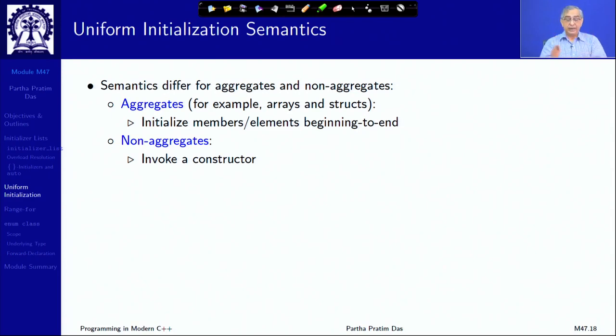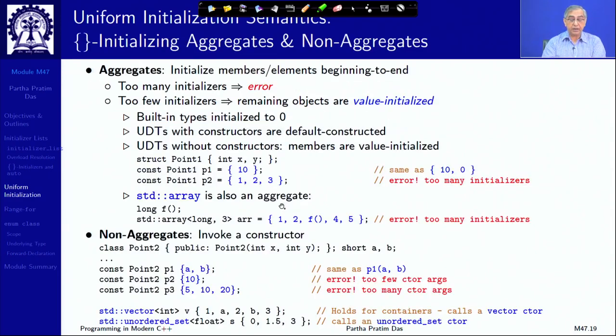Now, that was about the syntax. In terms of semantics, what do we have? We have some difference between aggregate types and non-aggregate types. If it is an aggregate type, like an array or that kind of a container, then you have to provide the initialization, and those will be initialized member by member. If you have too many initializers, then you will have an error.